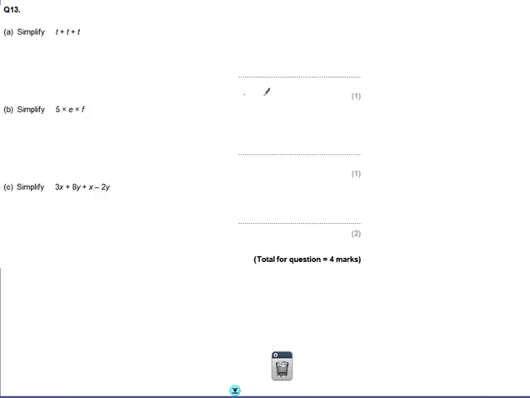Simplify t plus t plus t, that's just 3t, 3 lots of t's. Simplify 5 times e times f, that's just 5ef. And simplify 3x plus 8y plus x minus 2y. Well, collect the like terms. We have 3x here and a plus x there. And we have a plus 8y minus 2y. So 3x plus x leaves us with 4x. 8y take away 2y is just going to leave us with 6y.